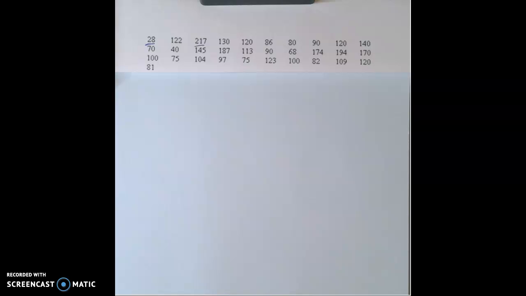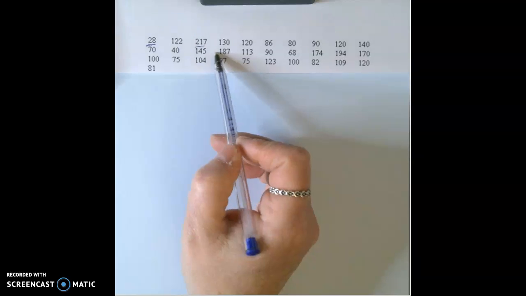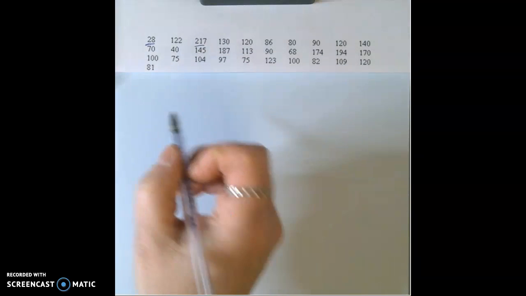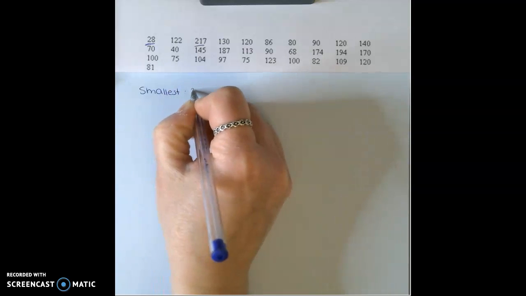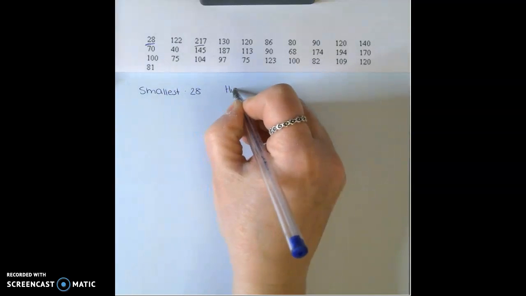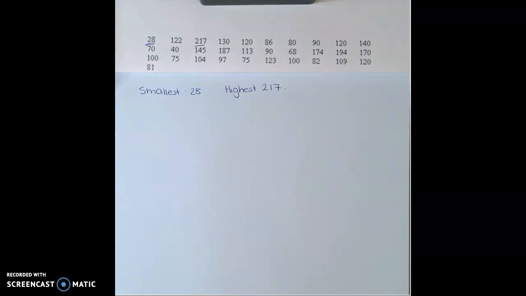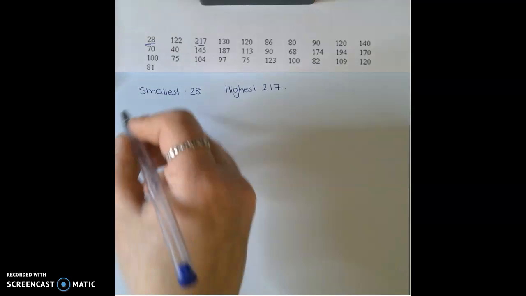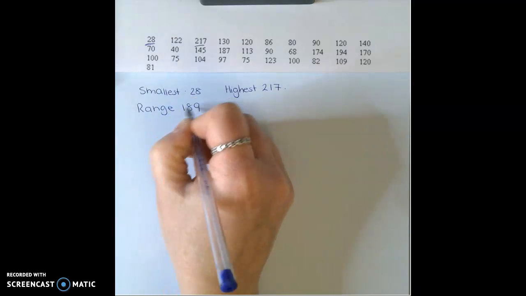So what do we do? What is the first thing we need to think about? Well, we need to find the smallest data value and the highest data value. So the smallest is 28 and the highest is 217. And the difference between 217 and 28 is called, that's right, it's called the range. So the range is 189.